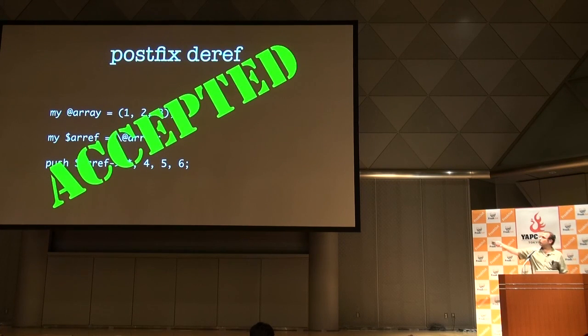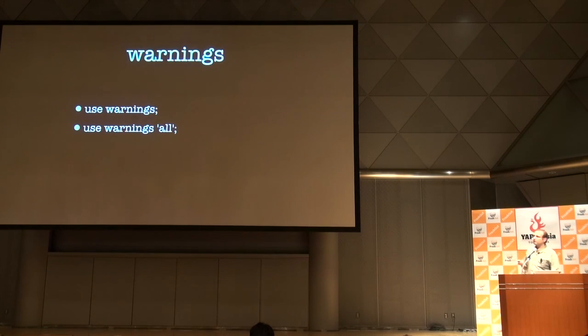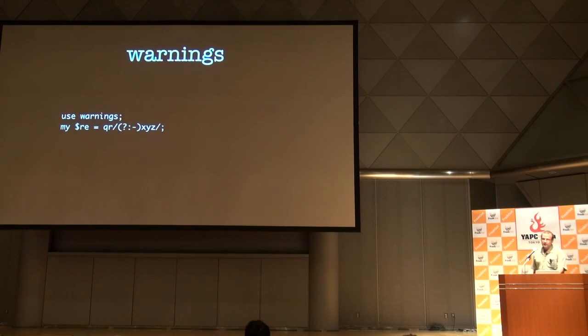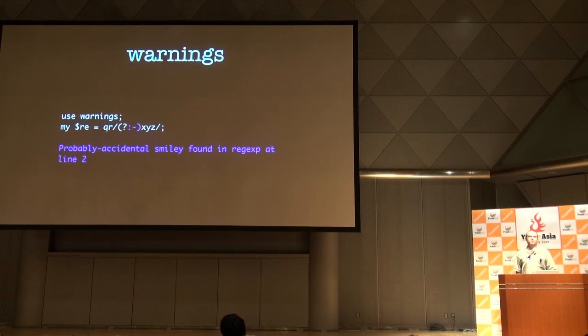Other things that may change next year, warnings. Right now, if you say use warnings, it turns on all your warnings. And if you say use fatal warnings, where instead of printing to standard error, they will die. If you say use warnings fatal, it means use warnings fatal all. All warnings become fatal. Well, the problem is this. Someone says, I have this code, and I really think that there should be a warning here because I've accidentally put a smiley face into my regular expression. Probably a mistake. Probably shouldn't be there. I want a warning. And some people say, that's a really, really good idea. I like that. We need that smiley warning.